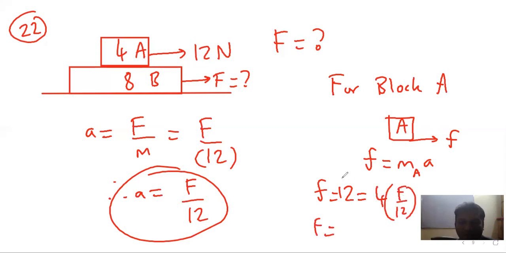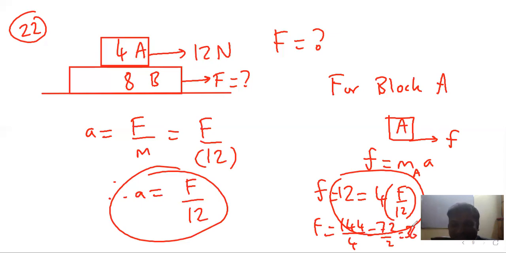So the value of capital F comes out to be 144 upon 4, which is 72 upon 2, which is 36 Newton. So the correct answer in this case will come out to be 36 Newton. So what have we done in this case? We have one more force, which is 12 Newton, which acts on it. So let us consider this force as well.